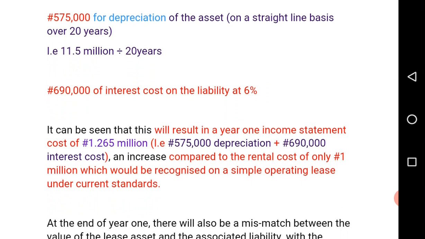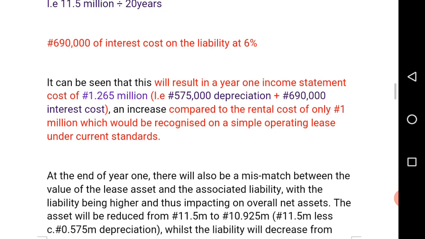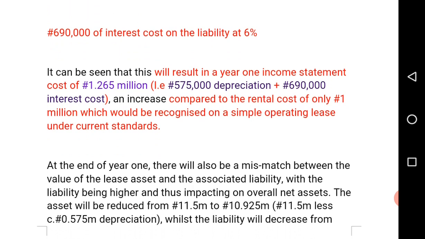So the difference we have there is 265,000 naira. The gap we have there for the first year is 265,000. So if you use the old standard, you have 1 million as expense, or the new standard will give you 1.265 million as expense. So there's a difference there. Now from this we could get something which we'll put later on.